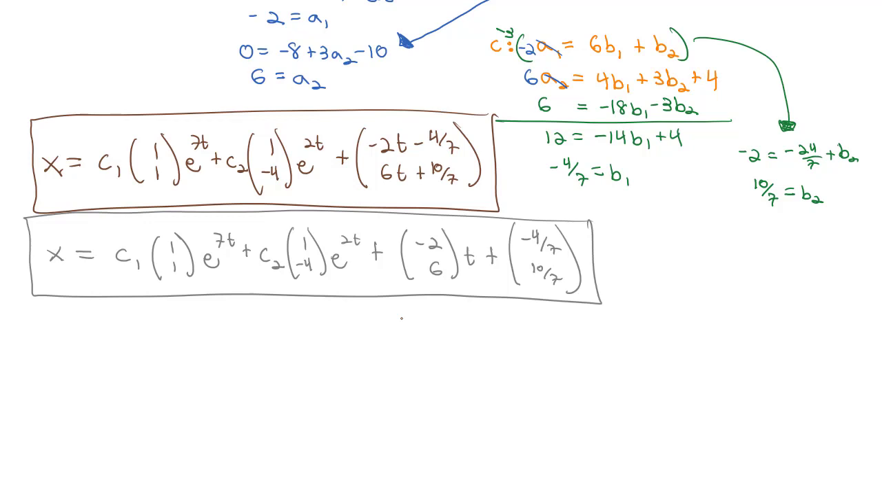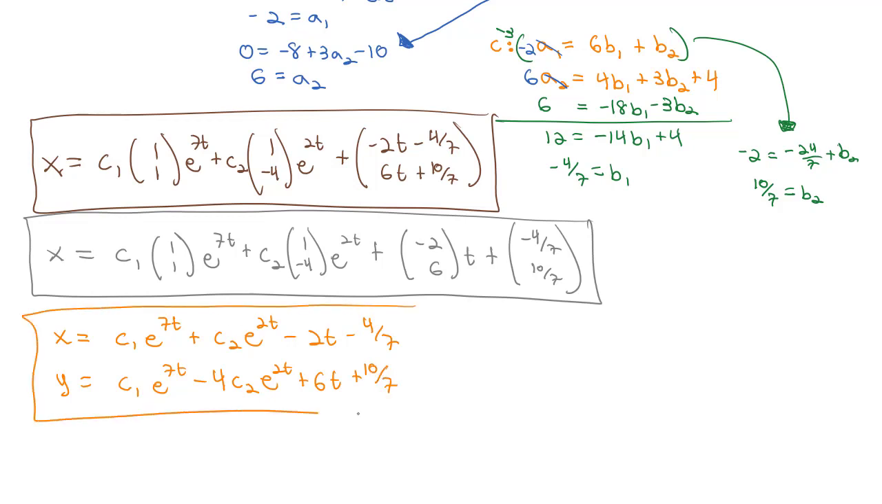Or if we wanted to express the solution as the equations of x and y, remember x comes from the first row, which would be c1 e to the 7t plus c2 e to the 2t minus 2t minus 4/7. And our y of t function would be c1 e to the 7t minus 4c2 e to the 2t plus 6t plus 10/7. So we have 3 different ways to express this final solution.